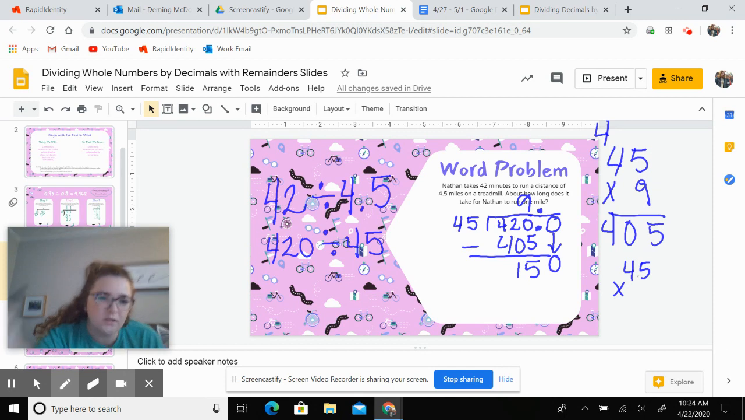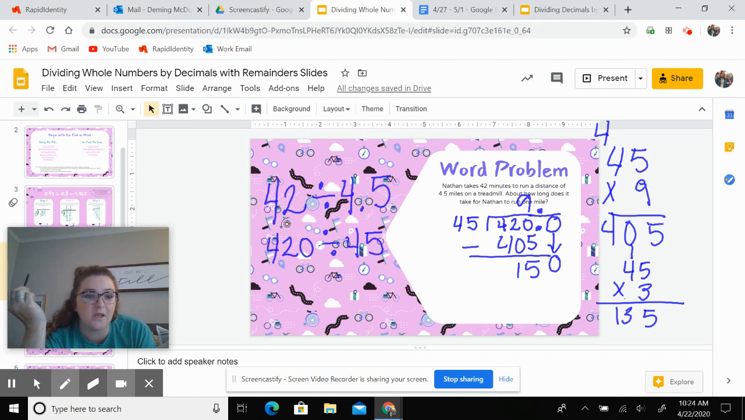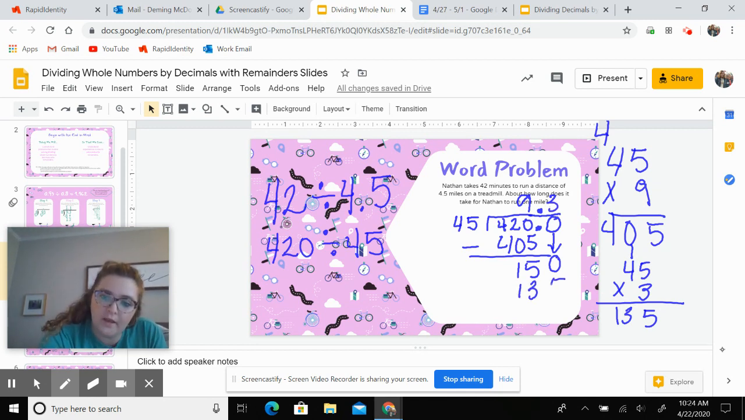45 is pretty close to 50. If you're thinking about it, 50 times 3 would be 150, so maybe 45 times 3 would work. Let's see. 5 times 3 is 15. Carry my 1. 3 times 4 is 12, plus 1 more is 13. So I know it can go in 3 times. If I went any more, I would go over that 150 mark. So 3 times 45 is 135, and I'm going to subtract.